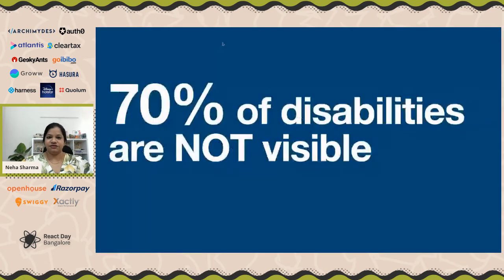One thing is that 70% of disabilities are not visible. That's why I mentioned in my intro with my photo, I don't have a disability. Might be I do have. A lot of people assume that disabilities are visible, but 70% of disabilities are not visible. So please do not assume.